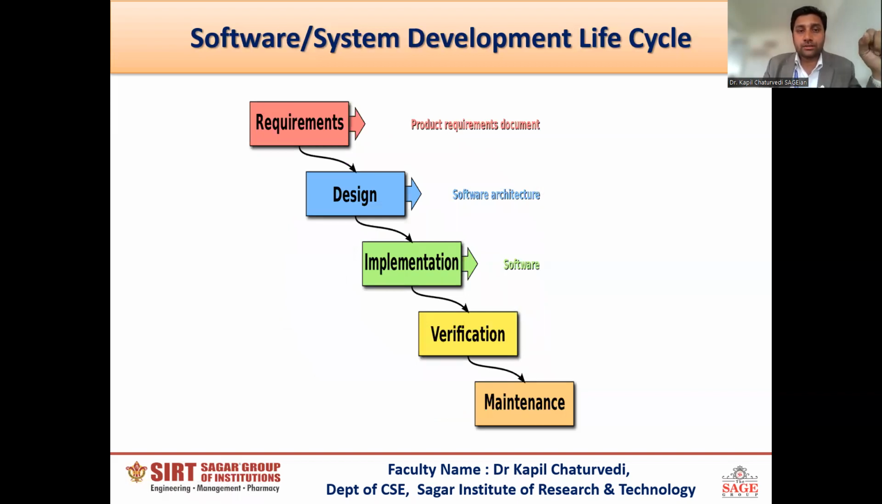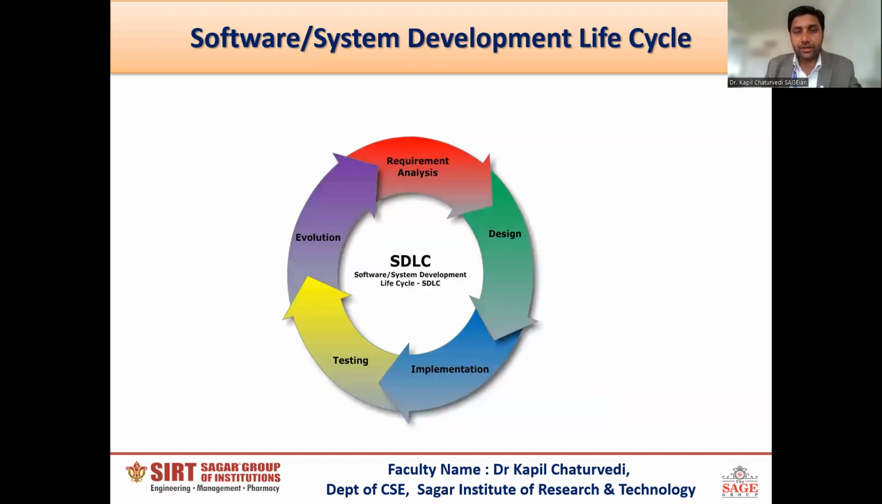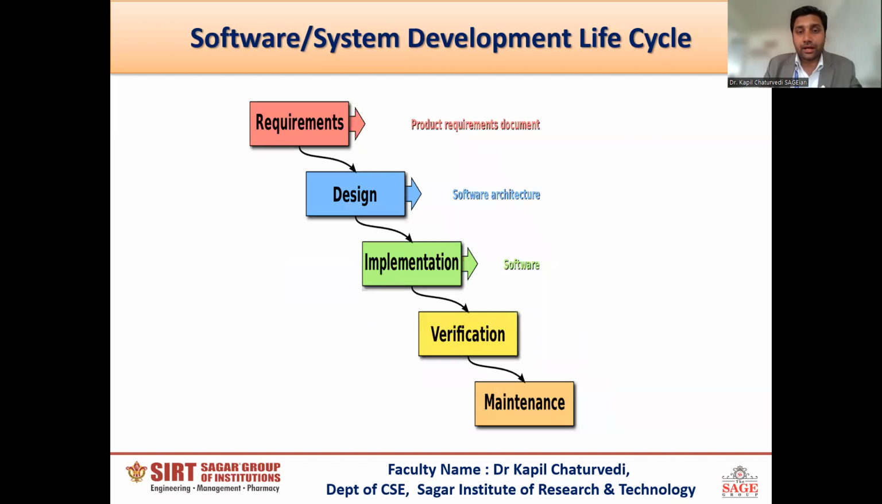There is another SDLC representation. Here we are just seeing different diagrams, different views of representing SDLC. In this one, we are representing planning, analysis, design, implementation, and maintenance in a linear way. But here we are showing the prototyping way. Here again is a linear way to represent the SDLC: requirement analysis, design, implementation, verification, and maintenance. There are many ways to represent the SDLC steps in different diagrams.